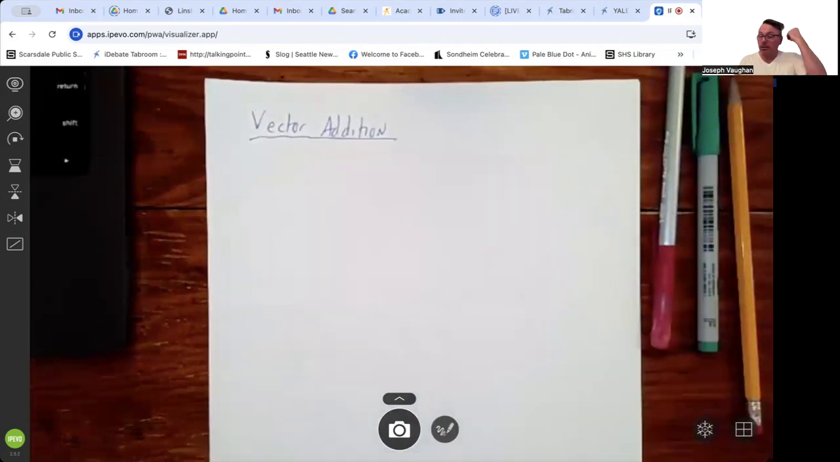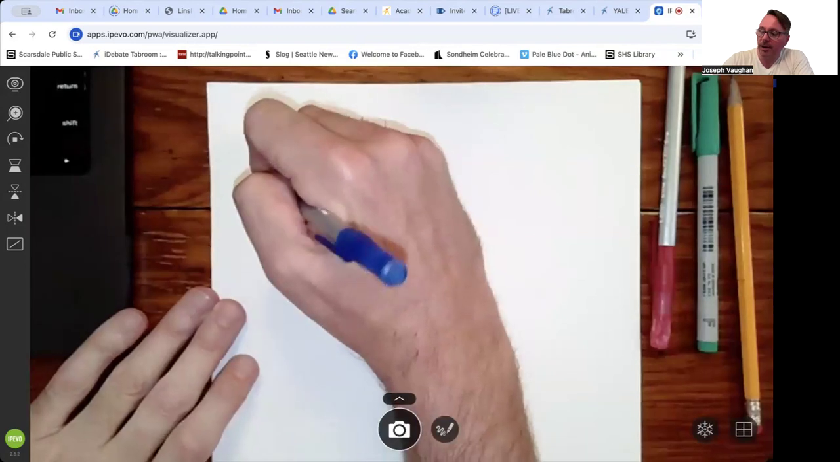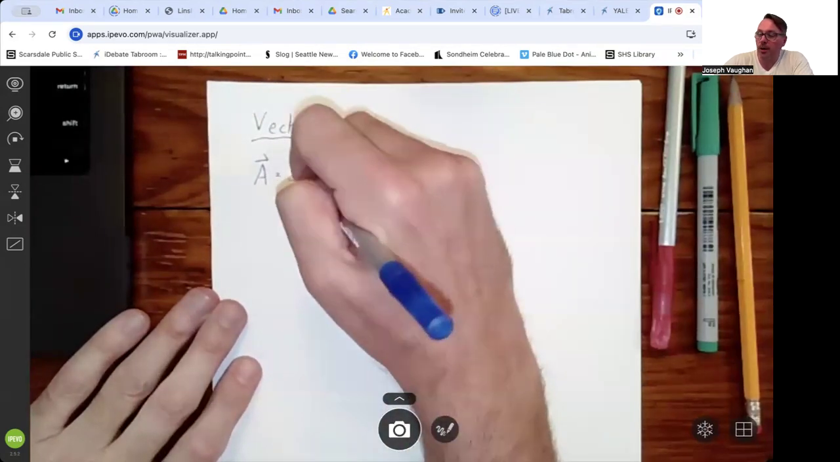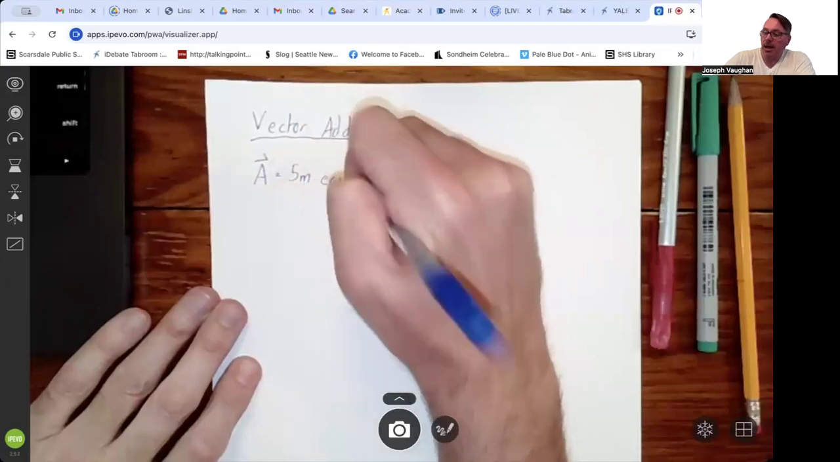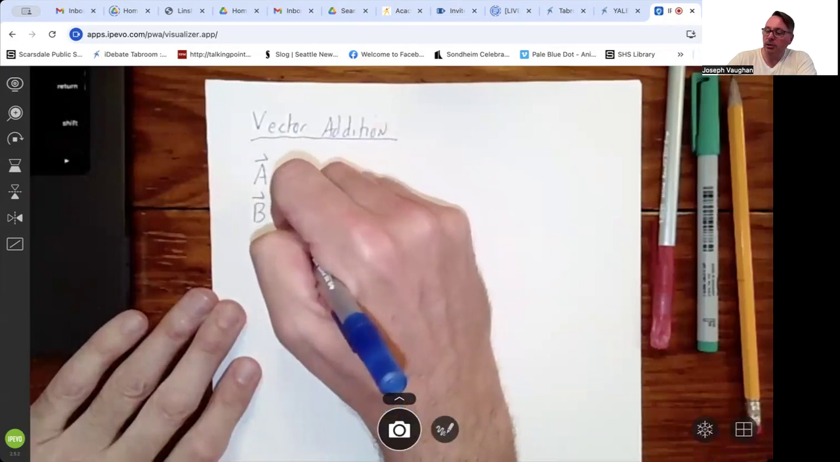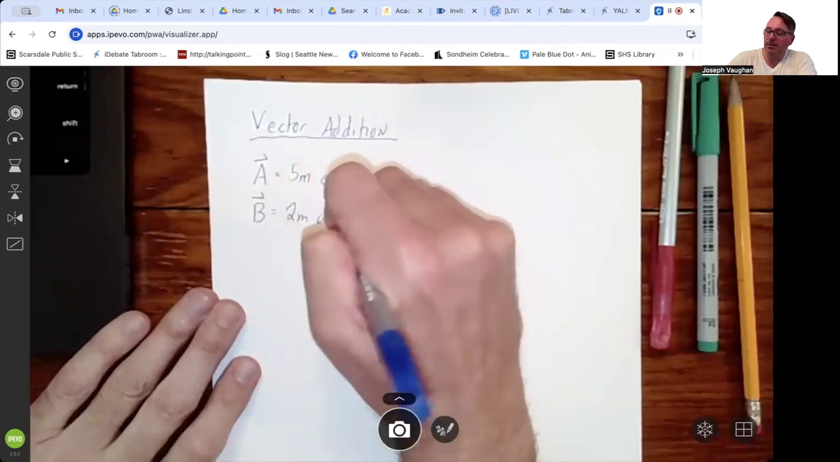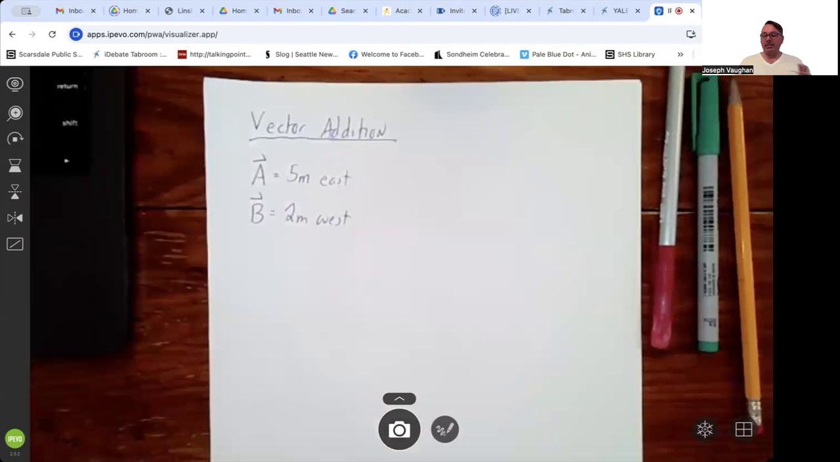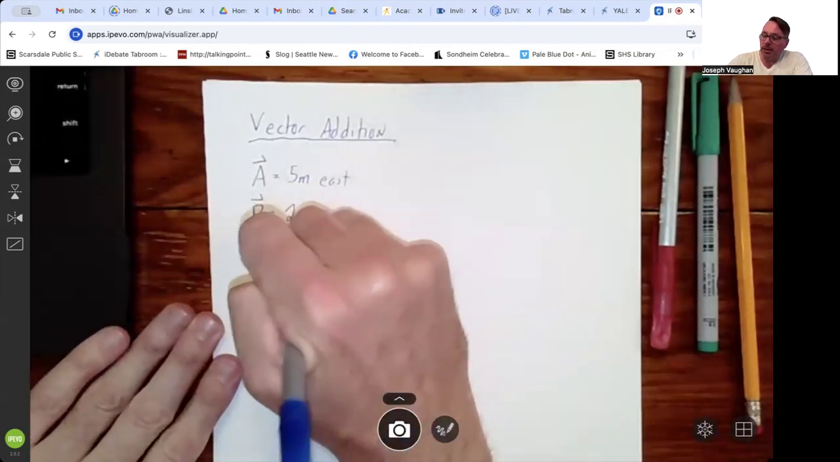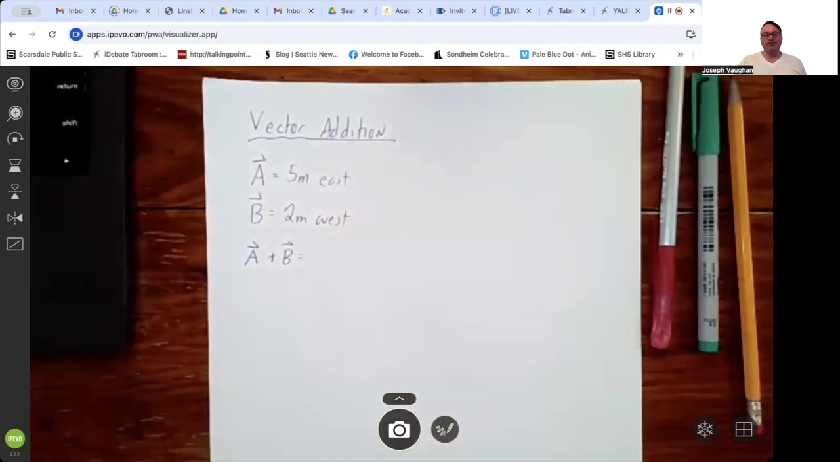So, vector addition. Let's say we have two vectors, and I'll define them both first. A is equal to, and we'll use our friend from before, 5 meters east. And then we'll have another vector. I'm going to call it B, and we'll say that's 2 meters west. Okay, so a nice simple problem. And we'll do A plus B equals something.